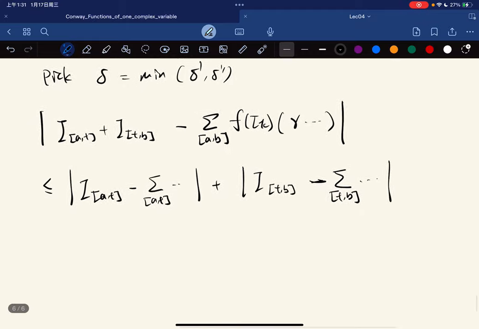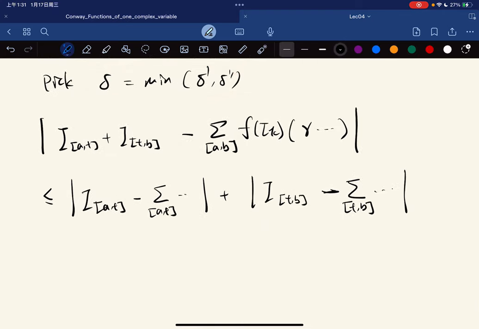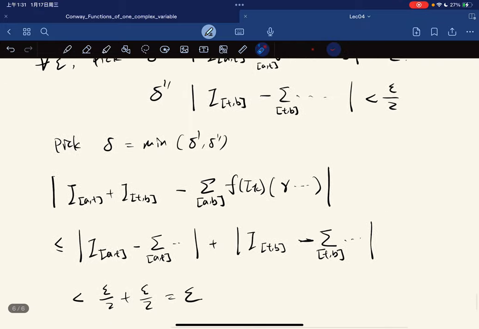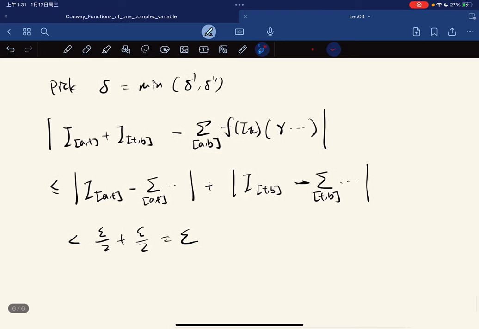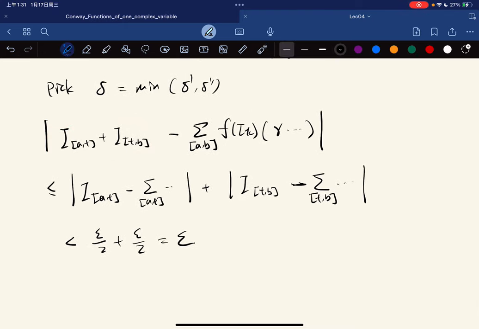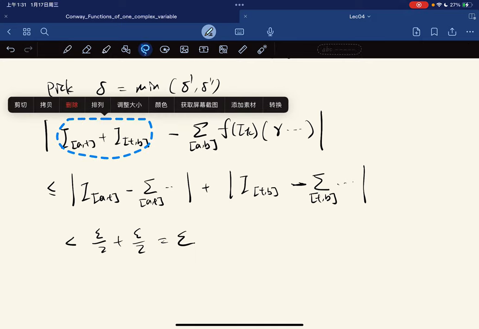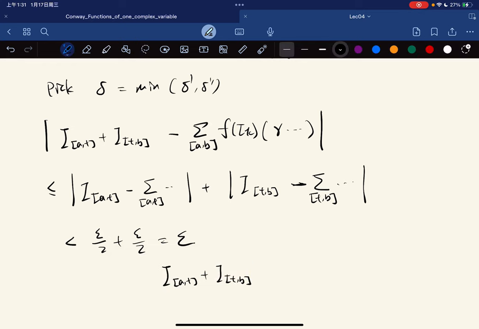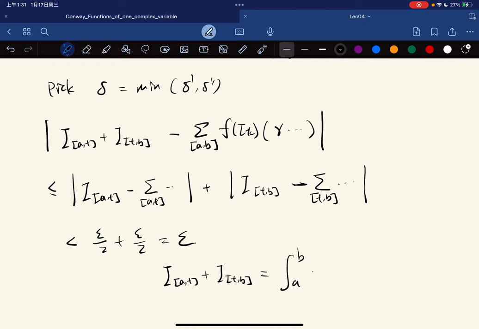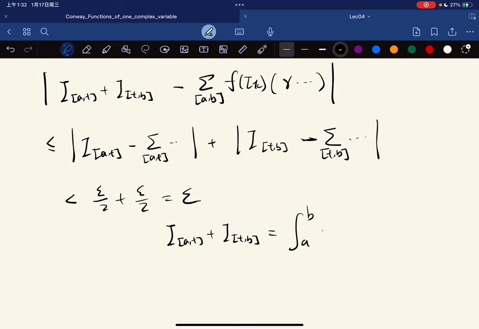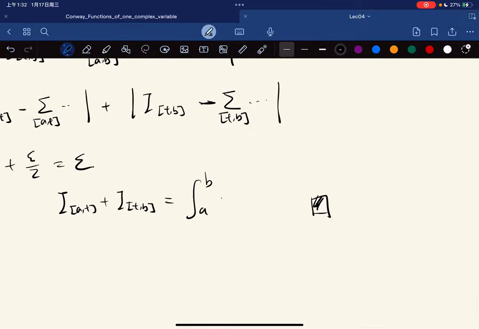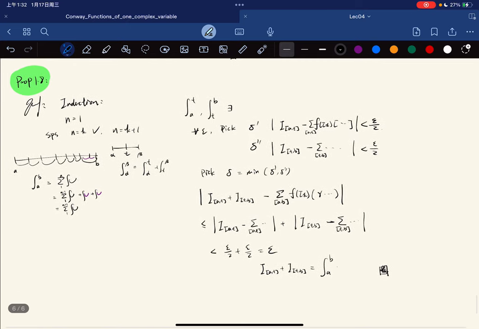Triangle inequality, and since by our choice, right? Well, this means that by our definition, right? This is really just our integral. Then we know that this thing is equal to, because this is uniquely defined, so we have to equal to each other. Okay, so we can integrate them piecewise.